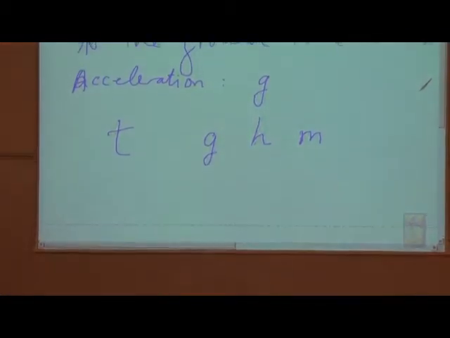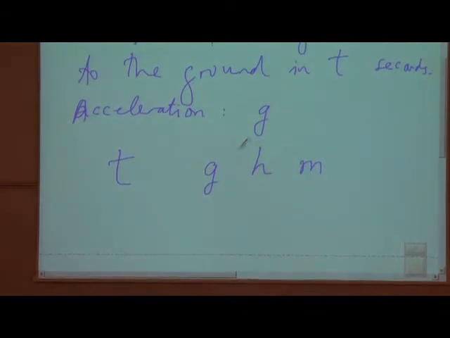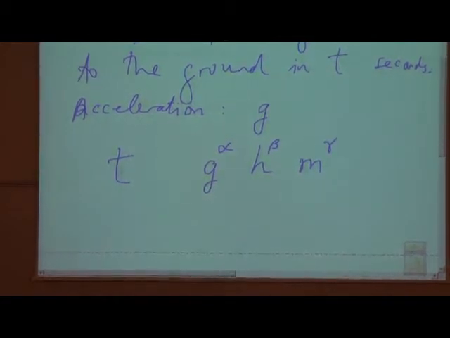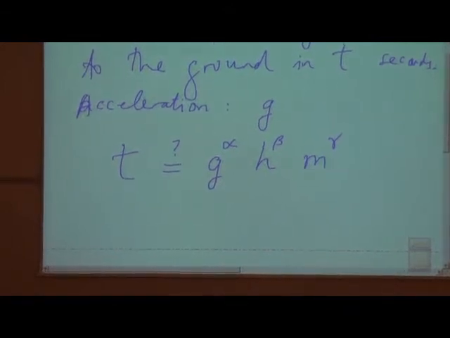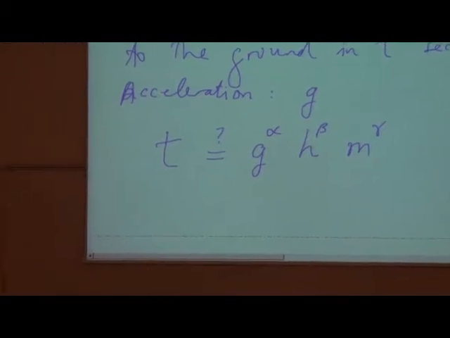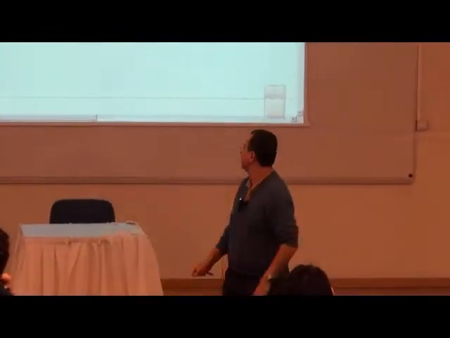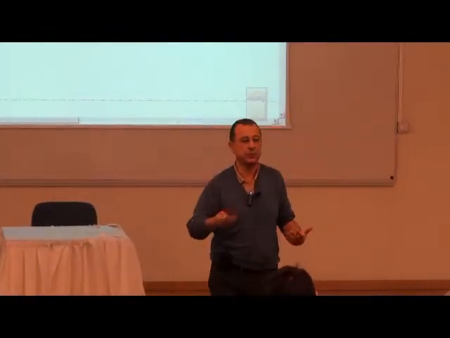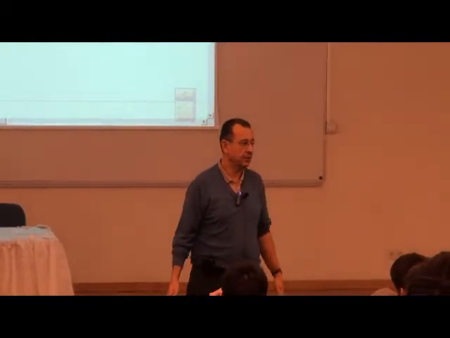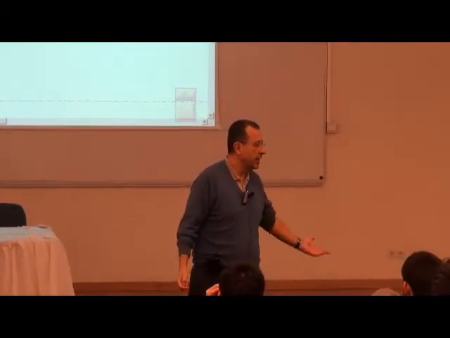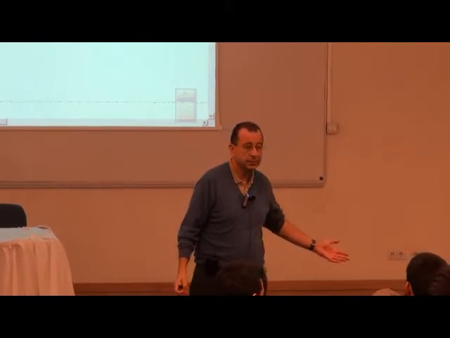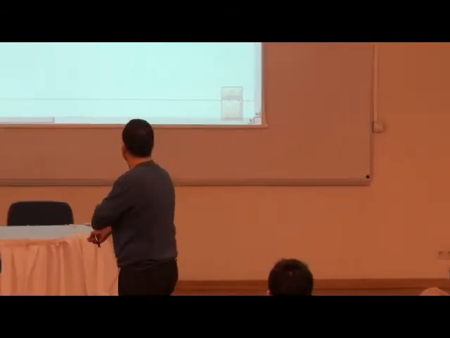And how will it depend on these things? Well, let me check that it depends on some powers of these things. And I'm checking this. Okay? So g to the power alpha, for example, if alpha is 2, it's g squared. I don't know if alpha is 2 or 3 or 1/2 or what. Okay? Now here I start with dimensional analysis.